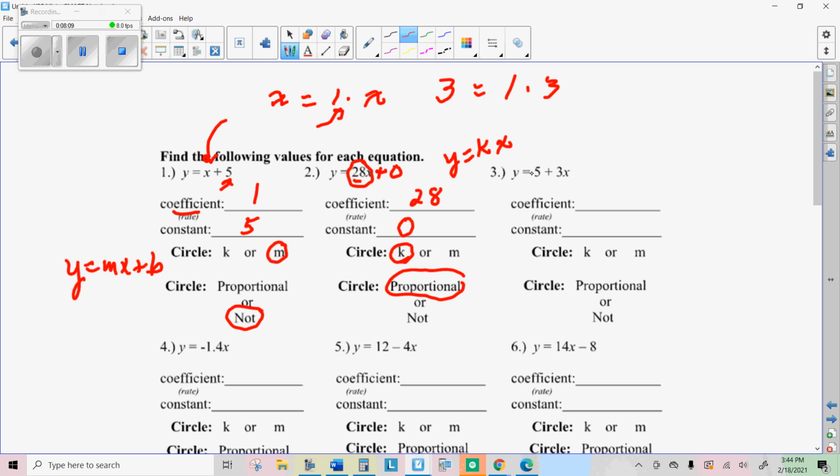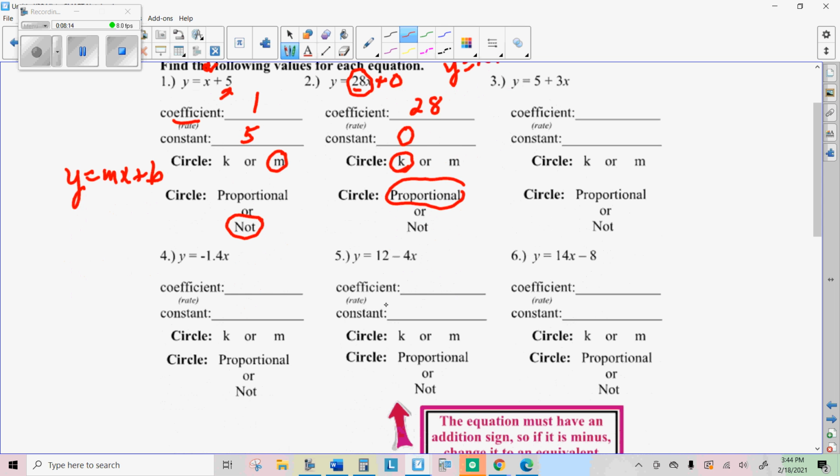All right, so go ahead and do, let me do one more that has a negative in it, just so you realize that negative. I'm going to do number 5. The coefficient is the number in front of x, and if it's a minus, then you have to put that minus there. So we put -4 there. The constant is the other number. 12 is a positive number. You don't look at the sign after 12, so you just write 12 for that. It is not proportional because there's more than just some number times x, so we're going to use m for that. Go ahead and do the rest of those 3.